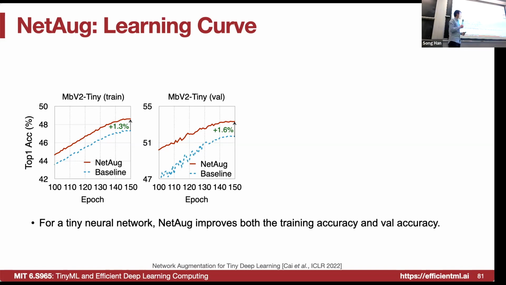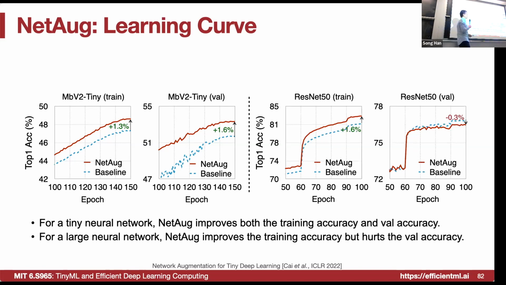Showing it's very healthy. Compared with a larger model like the ResNet, the training accuracy did increase, but actually the validation accuracy is lower, right? Showing that it's suffering from overfitting. So these tiny models should really prevent underfitting. That's why we are using NetAug for these tiny models, to give some extra capacity and some extra supervision, not for those already big models.